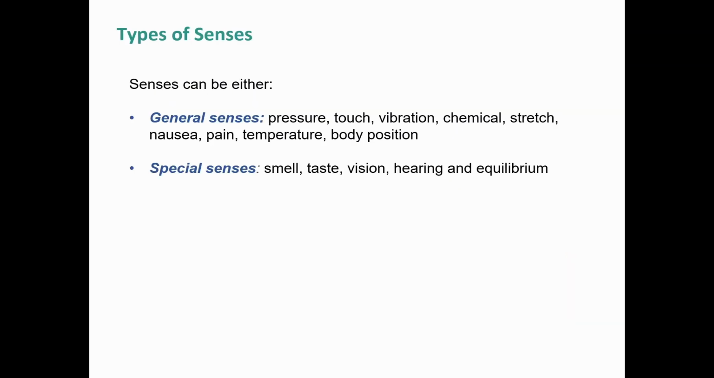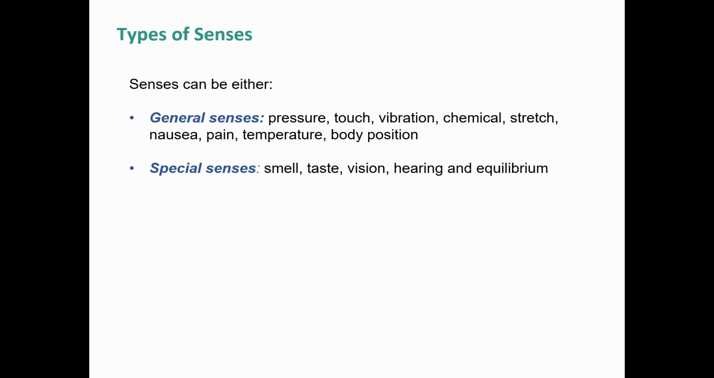And we have a couple different types of senses. We have general senses and special senses. General senses we for the most part associate with the skin and muscles, although it does extend beyond just that. The ones we probably already think of are pressure, touch, vibration, temperature, pain, and body position, but it also includes some chemical detection, stretch, and nausea. Whereas special senses are what you probably think of when you think of sense: your sense of smell, taste, vision, hearing, and equilibrium or balance.